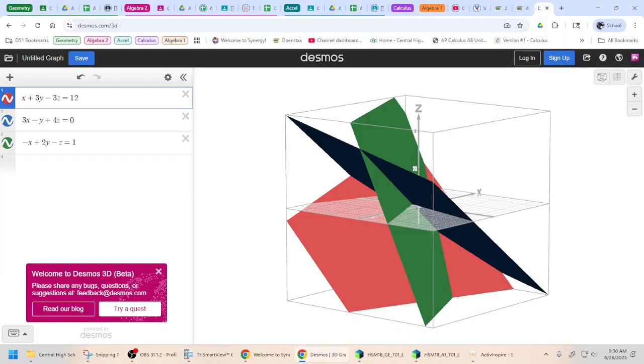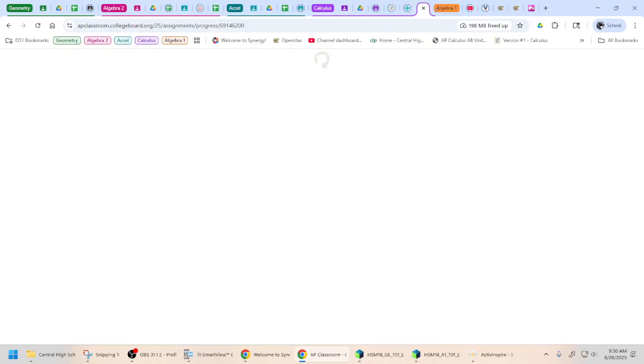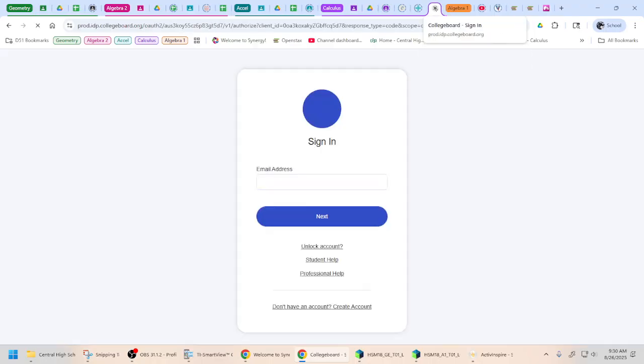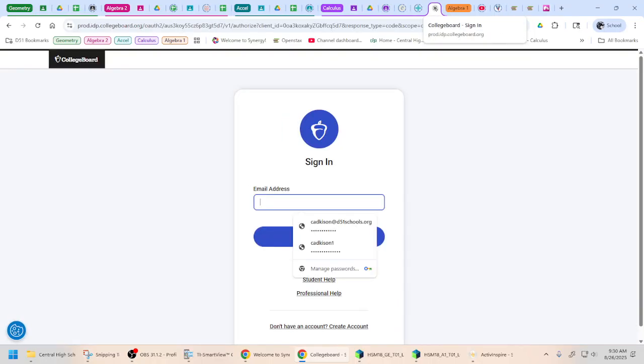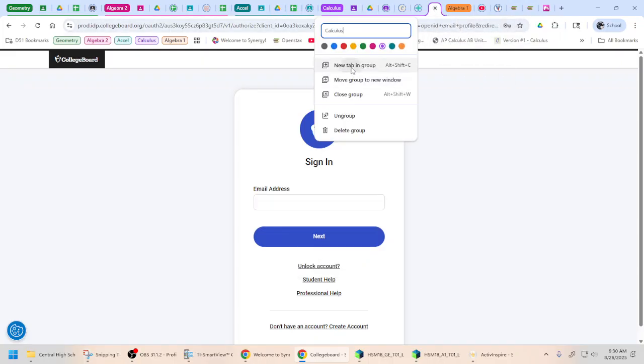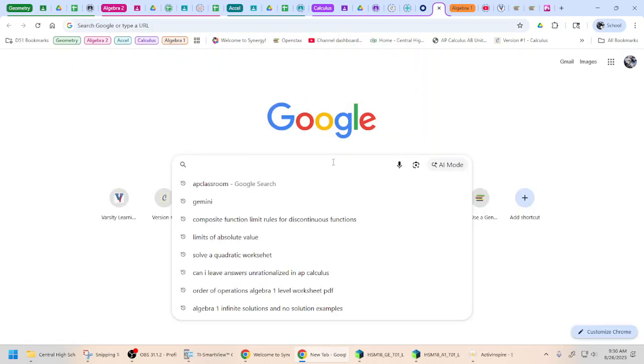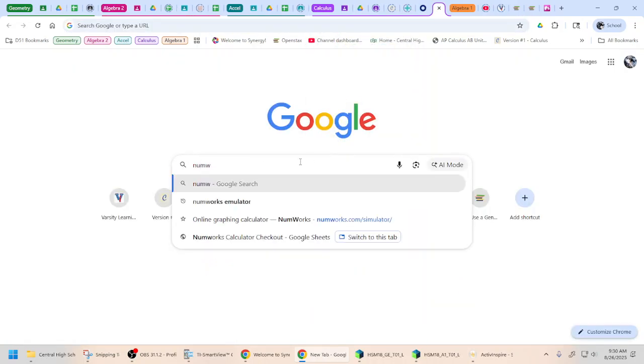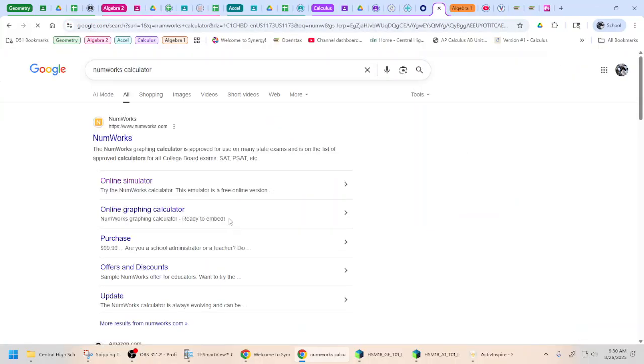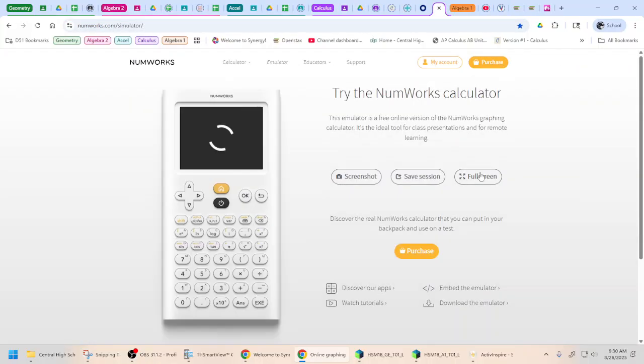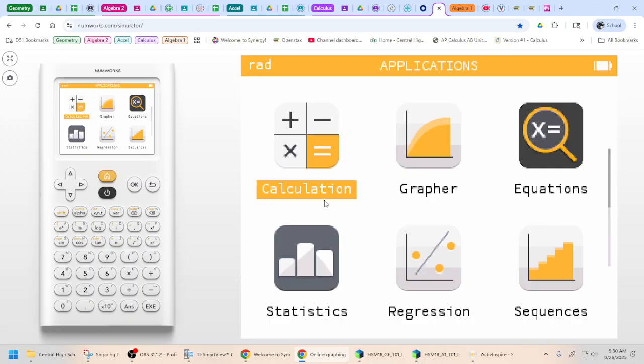So the NumWorks calculator, let me show you it, because this is free online. That's what I'm using. I don't have any subscription or anything. Why am I on College Board? Here, I'll just show you what I do. NumWorks calculator, online simulator. You guys can do all this on your own.